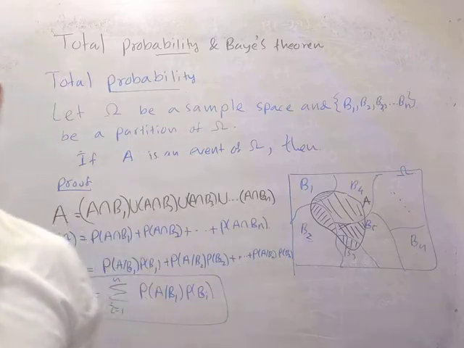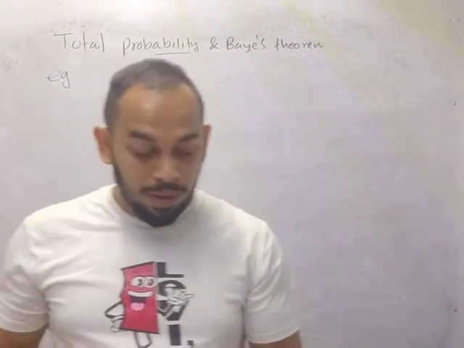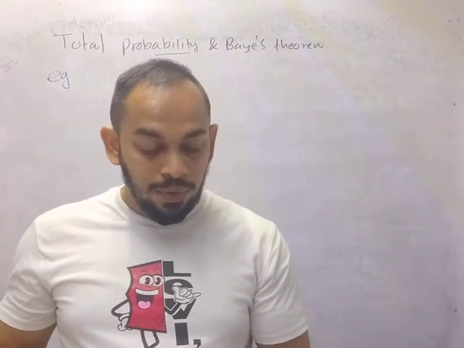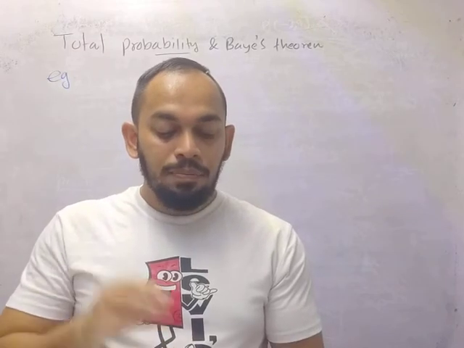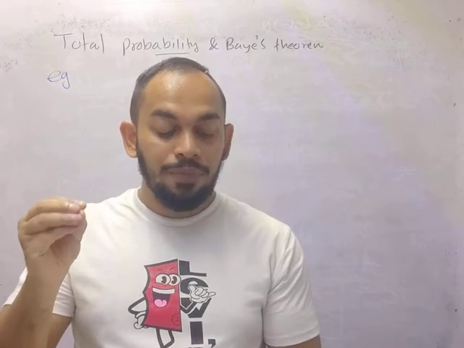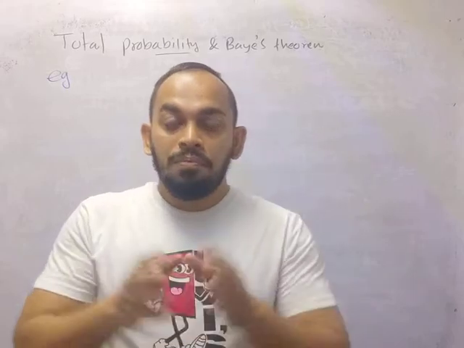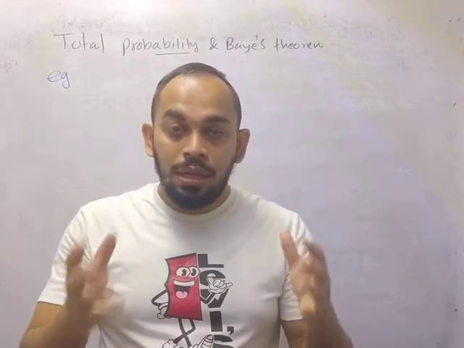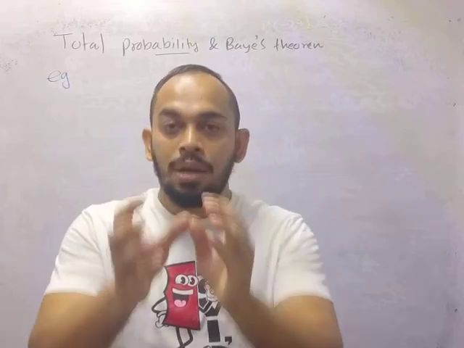Now let's look at an example. So you can see the problem on the screen right now. Read it with me. 3 machines A, B and C produce respectively 50%, 30% and 20% of a total production. So in this scenario, you have a factory. In the factory, you have 3 machines. So they all produce the same product.